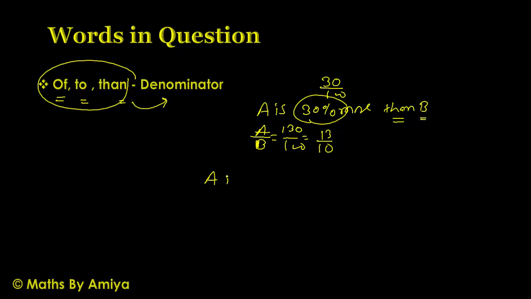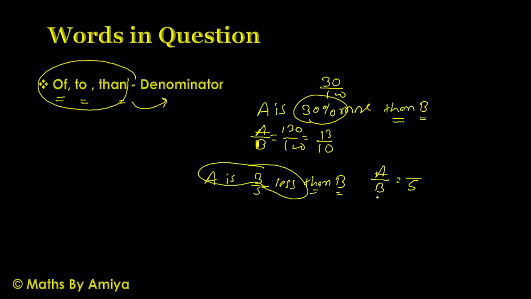If I say A is 3 by 5 less than B, it means it's looking for A by B, then "than" is with B, so B becomes 5 and A is what? 3 less. A is 3 less, so A becomes 2. This is the "than" problem. "Than" goes with the denominator and we work like this.